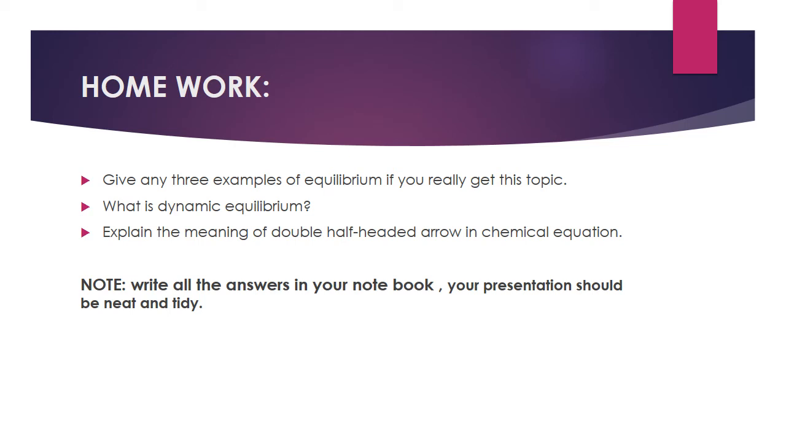Give any 3 examples of equilibrium if you really get the topic. It can be any general example. The second one is what is dynamic equilibrium. You have to think about it, search about it, and read about it in your books. So this is your assignment. And the third one, explain the meaning of the double half-headed arrow in a chemical equation. You have to write down all the answers in your notebook and must keep this in mind that your presentation should be neat and tidy.